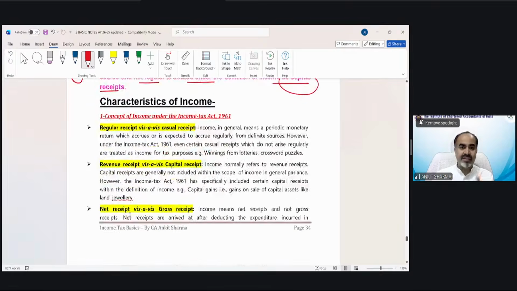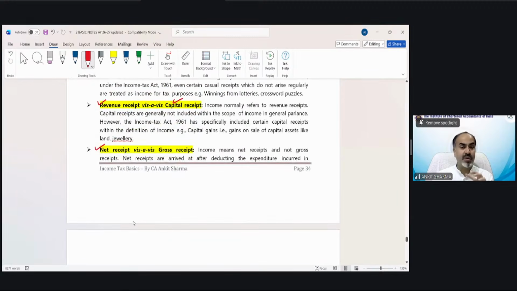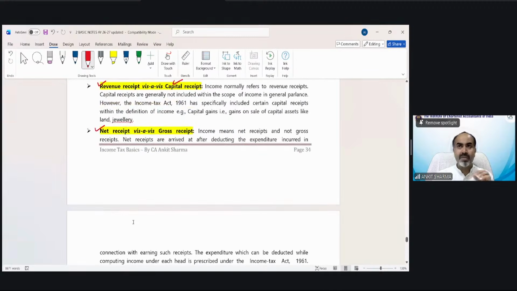Sure. Now, characteristics of income, general thing, we have discussed what is the meaning of revenue receipt vis-a-vis capital receipt. You can go through it yourself, reading work. Revenue receipt versus capital receipt. Net receipt versus gross receipt. So net receipt versus gross receipt means that income is going to be taxed after expenses.